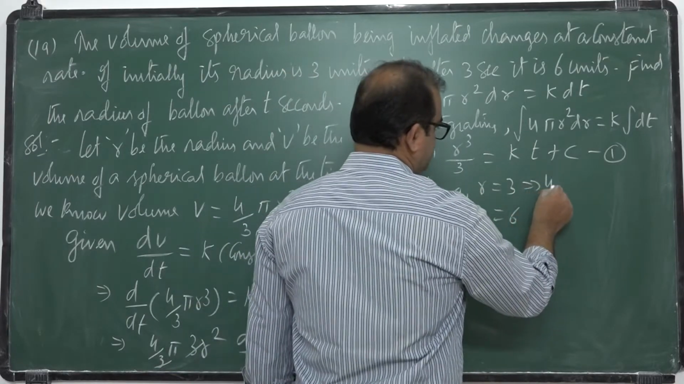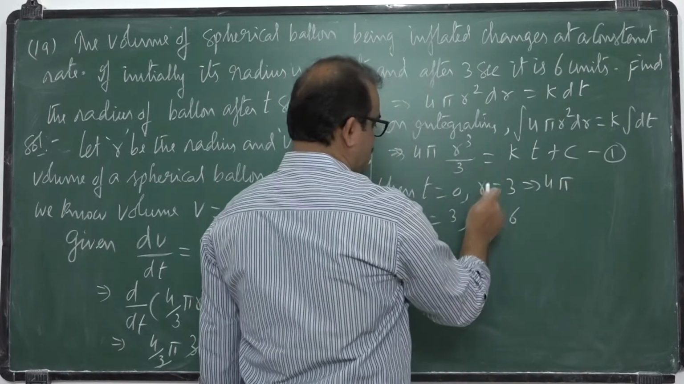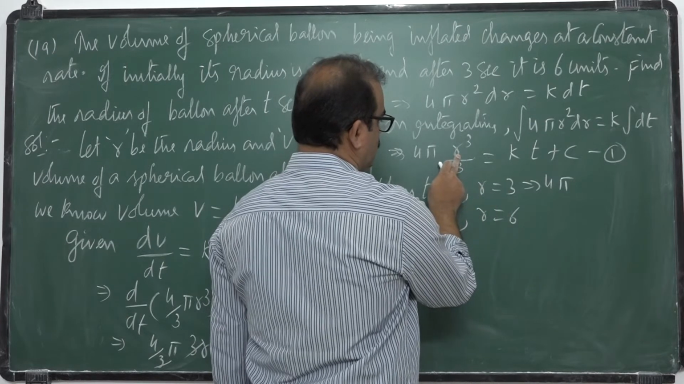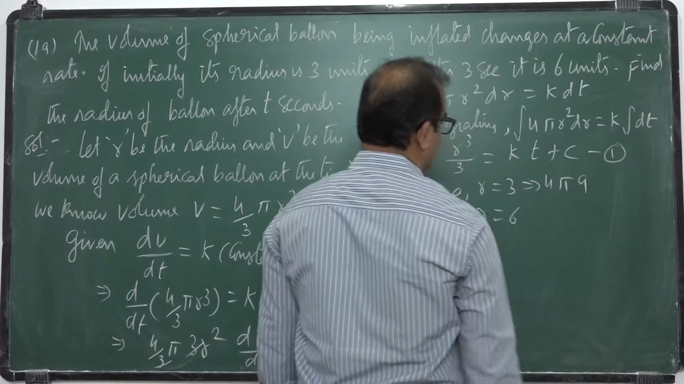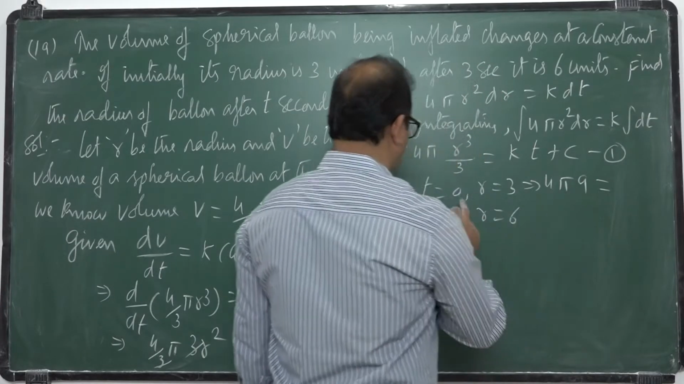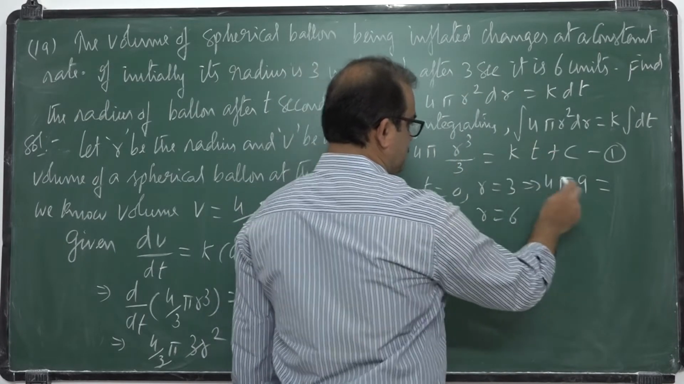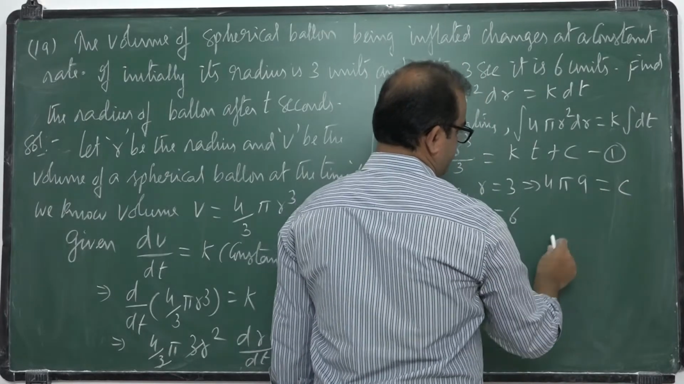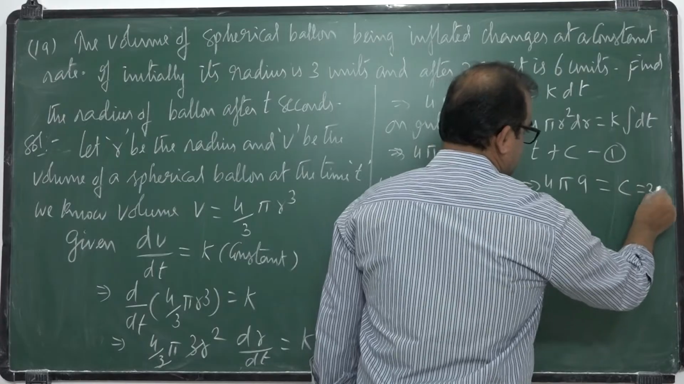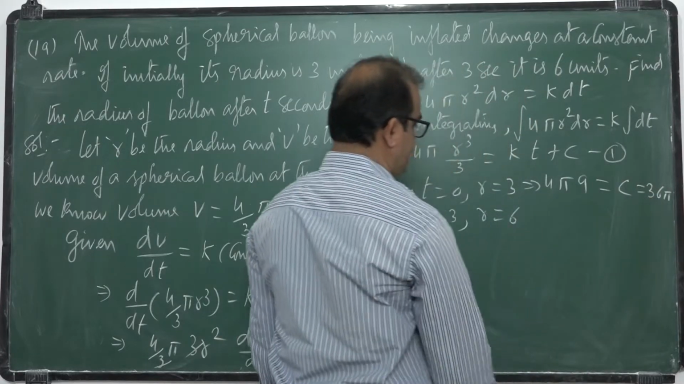4 pi into r cube, r is 3, r cube is 27, by 3 into 9, is equal to, t is equal to 0 so this term is 0, c. So c is equal to 36 pi.